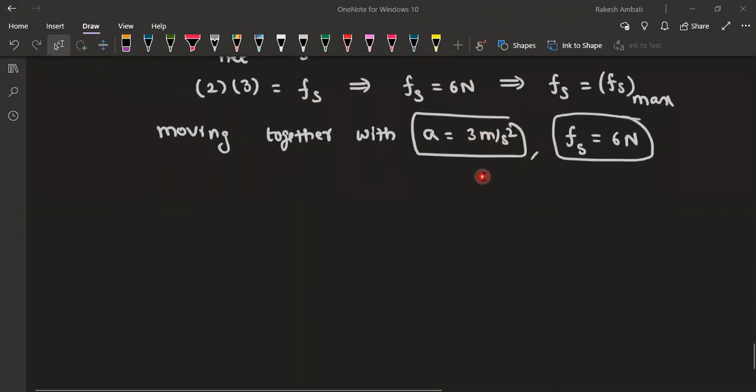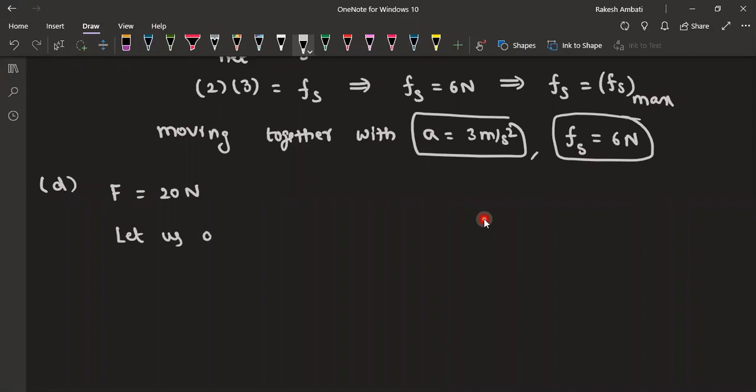So one minute. Now the fourth part of the question. Applied force equal to 20 newtons. Are they moving separately? Acceleration 4 meter per second square? They are moving separately, then how are you saying common acceleration? Generally here we don't know, so if the question is given as 20 newtons, you start from the beginning. Let us assume that both blocks are moving together.